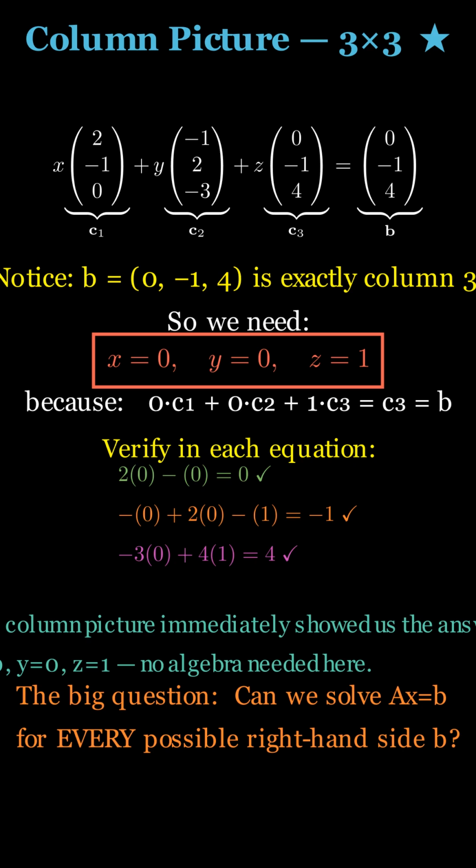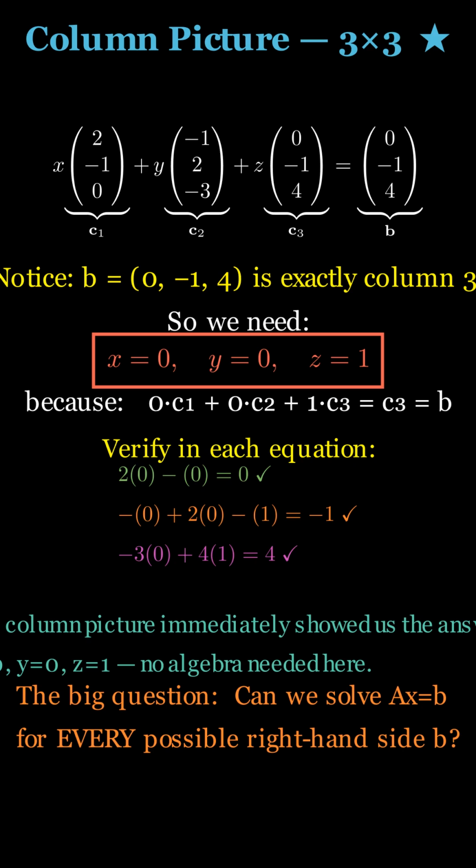Let's verify in each equation. 2 times 0 minus 0 is 0. Correct. Negative 0 plus 2 times 0 minus 1 is negative 1. Correct. Negative 3 times 0 plus 4 times 1 is 4. Correct. The column picture found the solution at a glance.